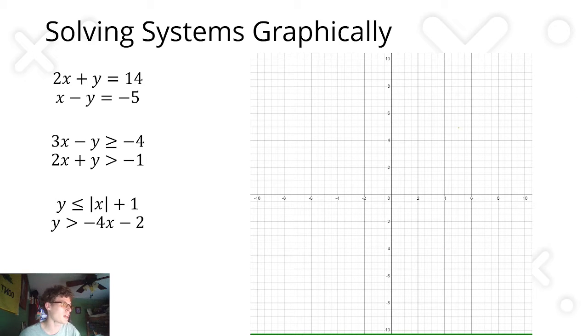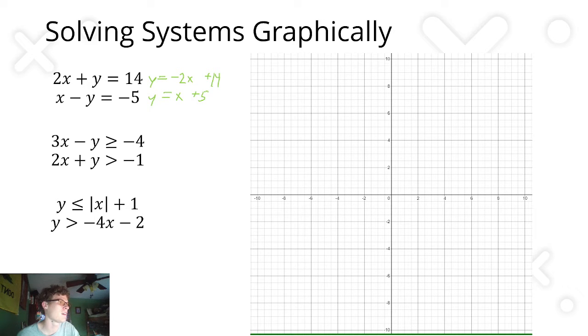All right, solving systems graphically. Let's go through this real quick. So, how you solve a system graphically is you have to change your equations to slope-intercept form and then graph them and find where the solutions intersect, okay? So I'm going to do this one real quick. Let's actually do them all at once. So y equals -2x plus 14. And then also y equals x plus 5.